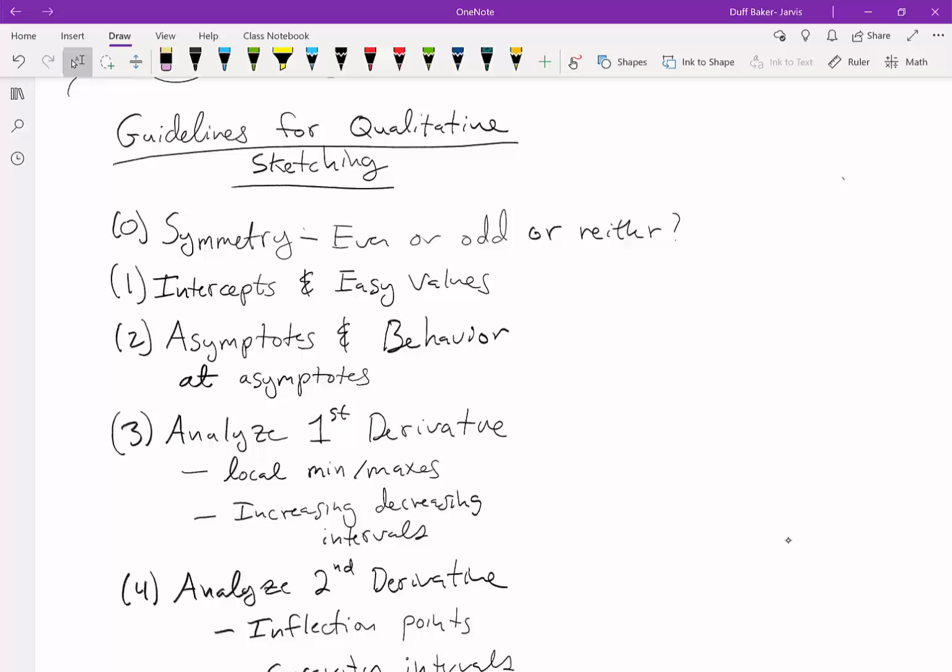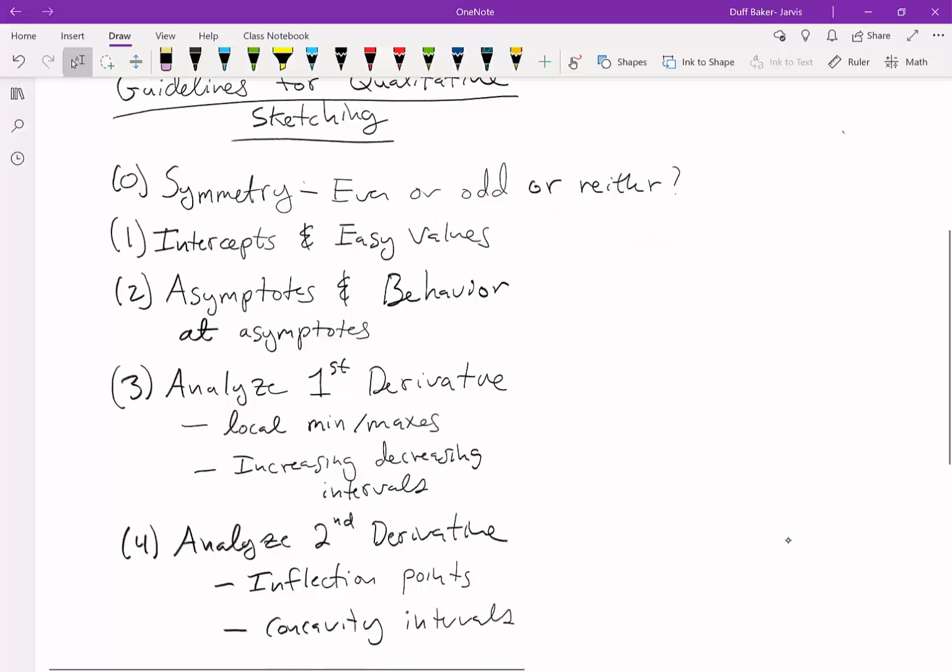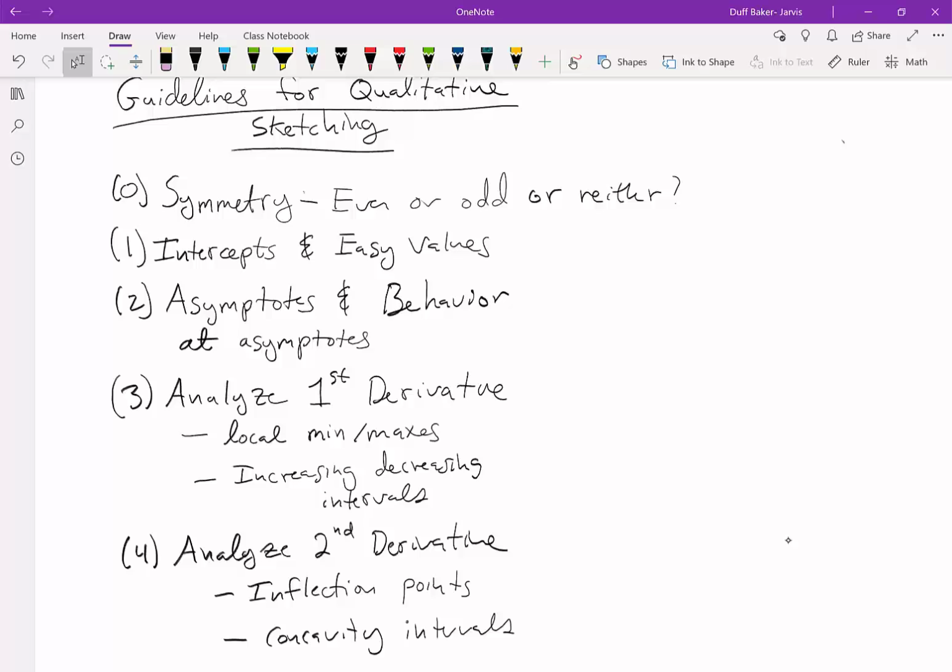Yeah. So the first thing is symmetry. Like, is your graph symmetric at all? We talked a little bit about symmetry, and I put it in my video about what symmetry is about. And so really, we are only talking about two types of symmetry here.